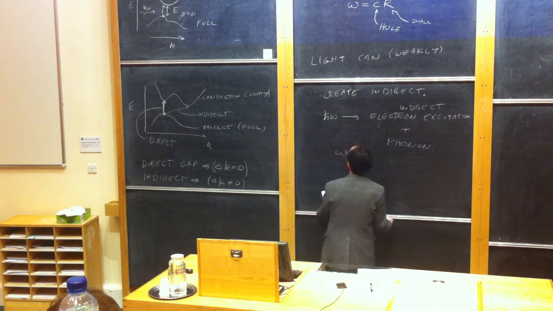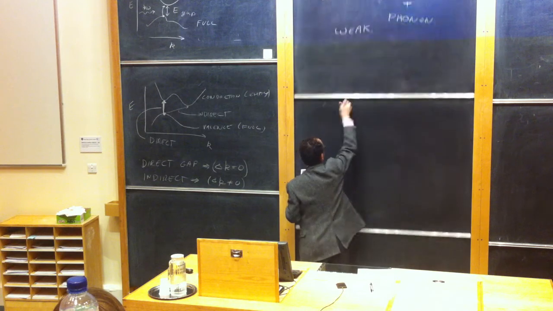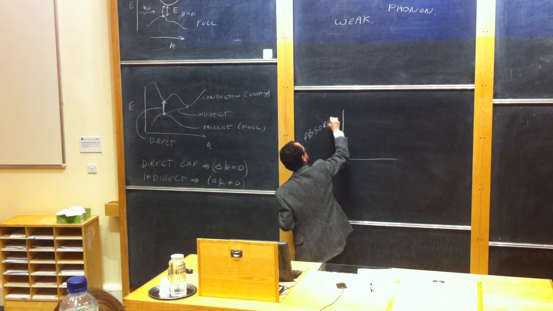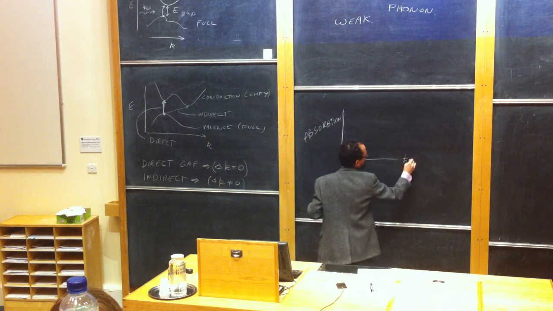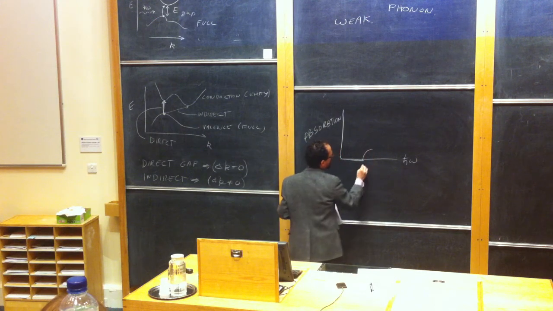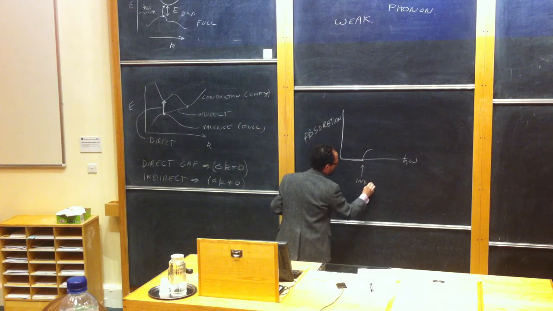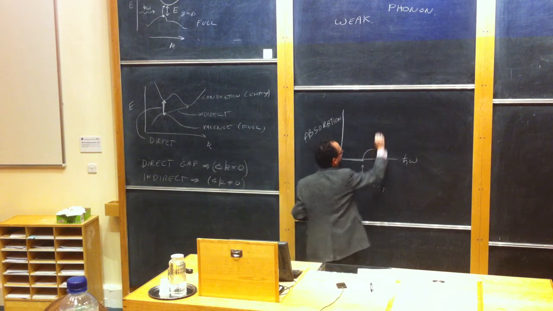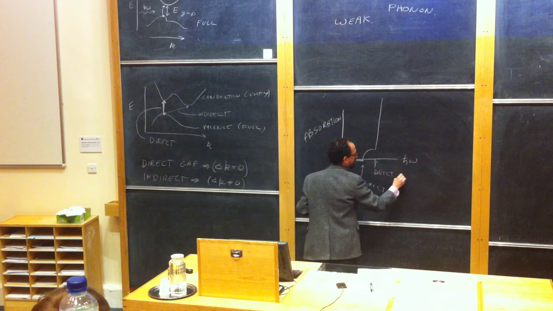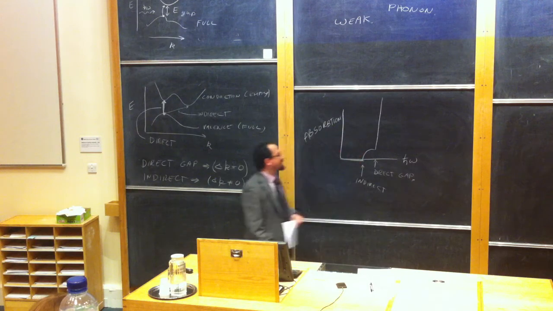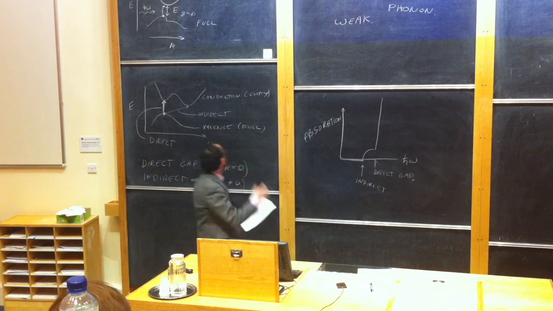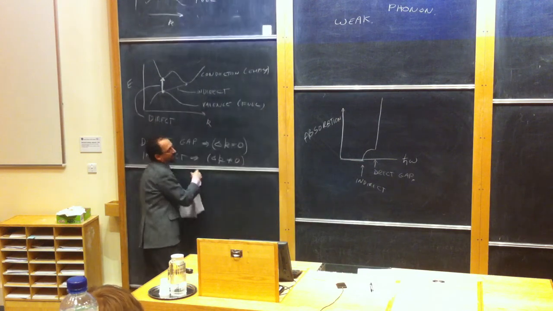So what one imagines is you have something like this, where you draw absorption of light on this axis, and h bar omega on this axis, and you have basically zero absorption. Then you get a little bit of absorption at the indirect gap. And then when you hit the direct gap, you get a huge amount of absorption. Okay? So that's figuratively how various materials with indirect and direct gaps absorb light.